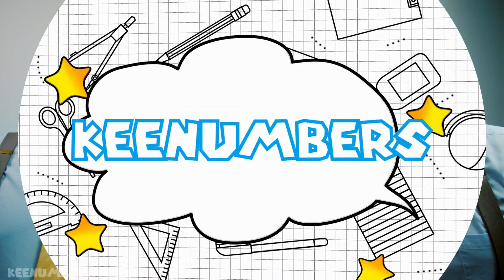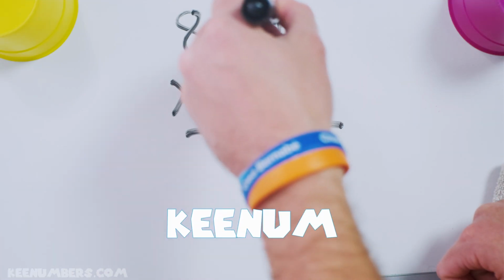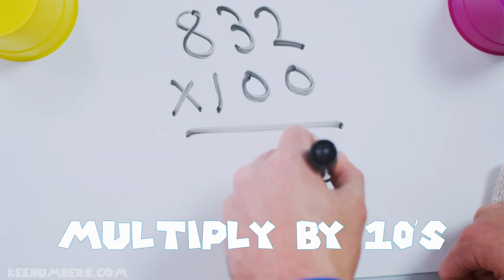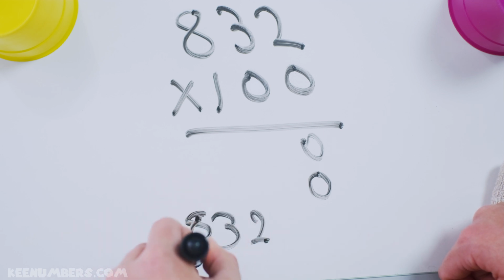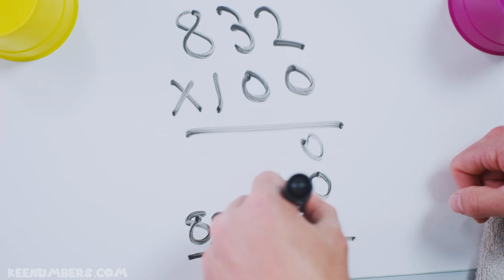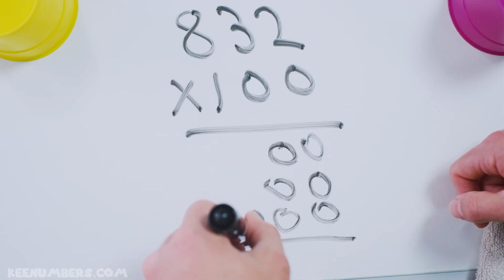There's got to be an easy way to do this. There is, and I'm going to show you how to do it in less than 5 minutes. Keenumbers. All right, the long way would say, okay, 0 times 0, that's just 0. And then you would do 0 times, yeah, it's just 0. And then you'd have 1, so 2, 3, 8, and you would add it all together, and you'd get 83,200. That's the long way to do it.